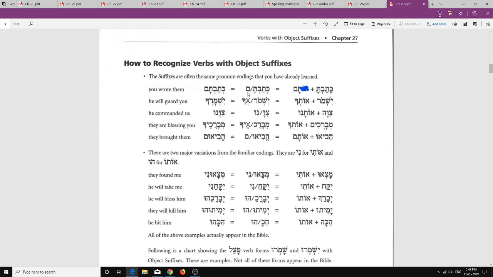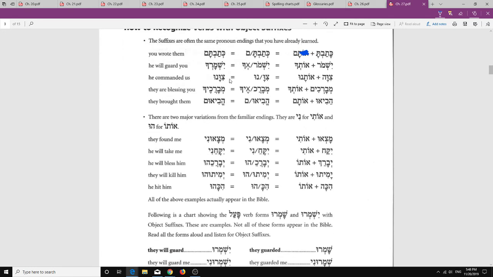I think at least you should be able to track what is happening based off of the other things that we've learned up to this point. Now there are two variations to the regular pronominal suffix endings. The first one is the first common singular. Normally this will be a hirik yod ending. Well, when attached to a verb, it becomes a noon hirik yod.